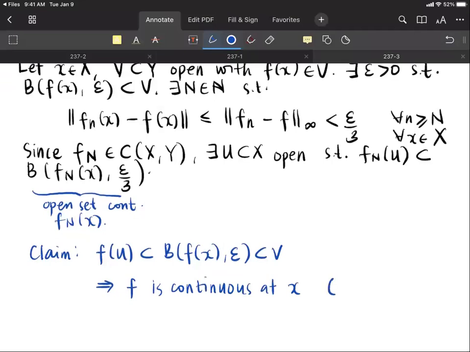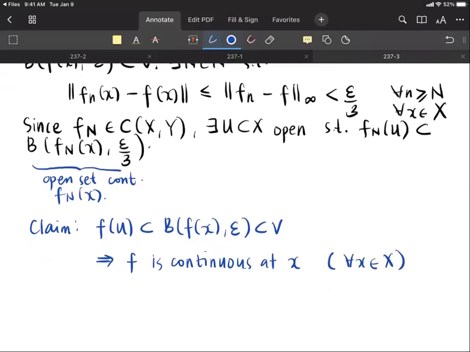In fact, this is true for any x in the domain, and this implies that f is now continuous. Take note that we have continuity if and only if your function is continuous at every point in the domain. Okay. So it remains to establish this inclusion here.